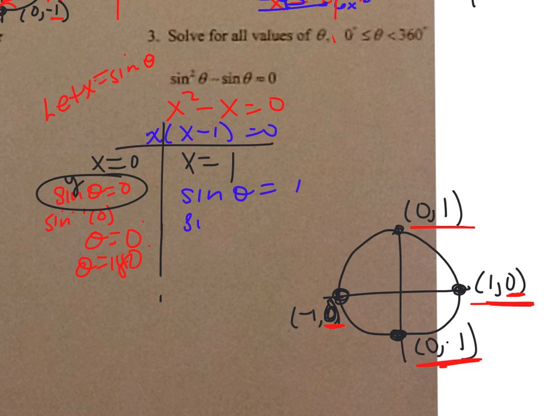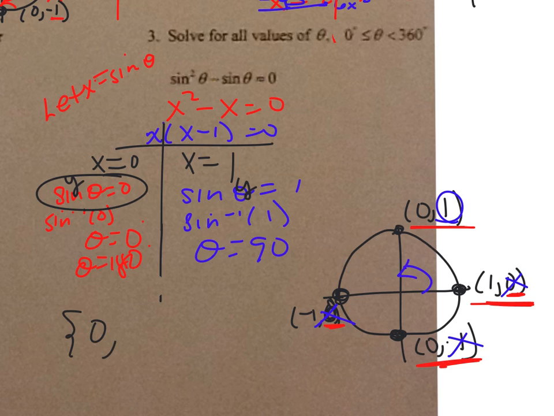All right, so do second sine 1, and theta comes out to be 90 degrees. And I'm looking for where my y value now is equal to 1, and that's only at 90 degrees. Right, my y value is 1 here, not here, not here, and not here. So those are my answers. It's 0, 90, and 180 degrees.